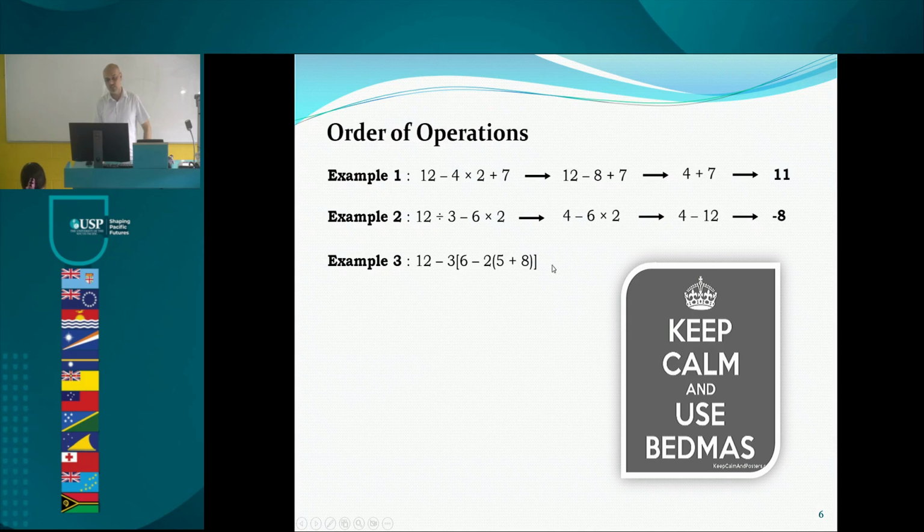from 6 to 8. And within that bracket, there is another, innermost bracket. So we want to do the innermost bracket first. Okay, I hope you're with me. The innermost bracket is 5 plus 8, which gives me 13.